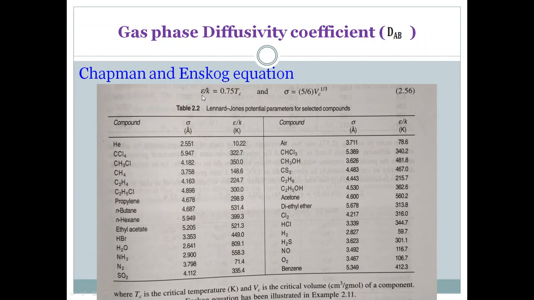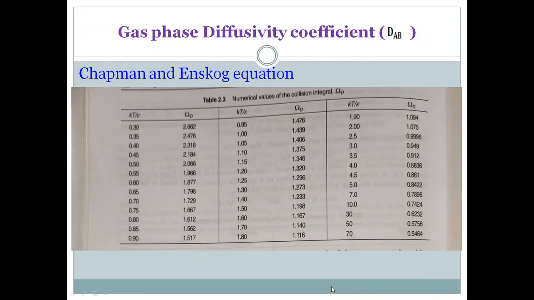Either epsilon you can calculate from this equation, and sigma from this equation in Angstrom and Kelvin, or in tabulation form you will get this. In some books it will give you this. Okay, no problem. Tc is the critical temperature, Vc is the critical volume, and the unit is centimeter cube per gram mole. You have to use this one.